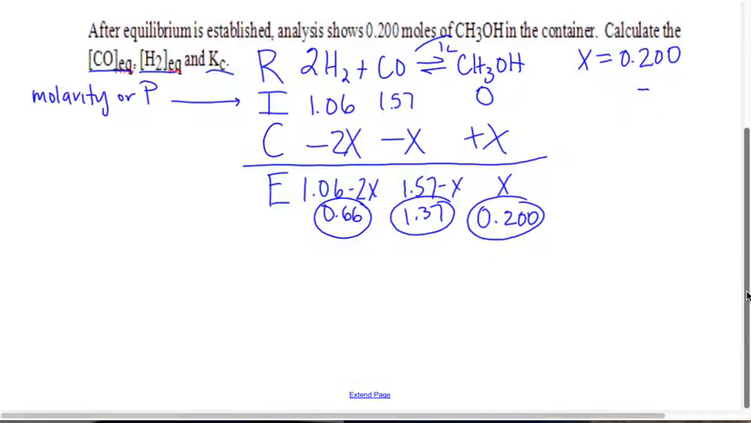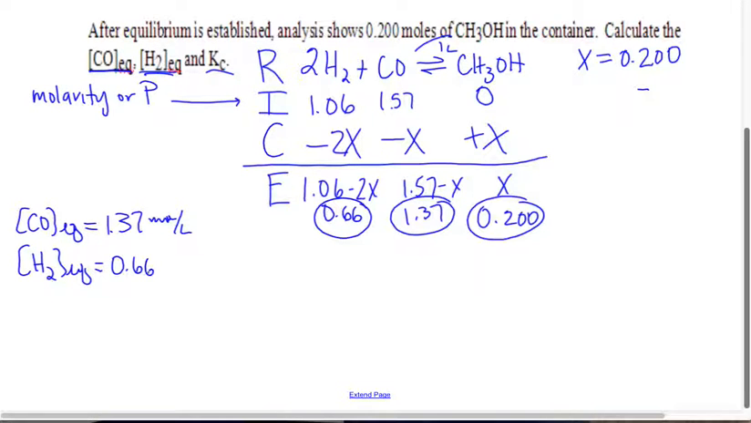You cannot stop at this point. You can't make the reader, as a grader, assume and do work and go to the table and figure out which concentration was which. You have to have a final answer. So at this point, we're not done, but we do have these two pieces of information. We're going to write that the equilibrium concentration of CO is equal to 1.37 moles per liter. We do know that the equilibrium concentration of H2 is equal to 0.660 moles per liter.